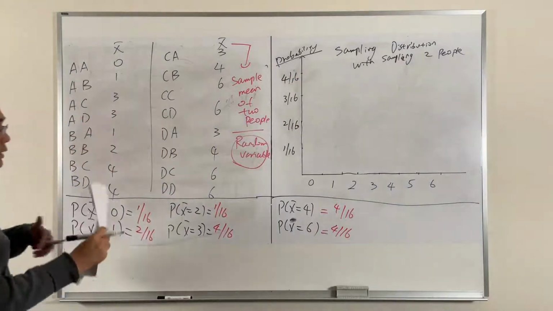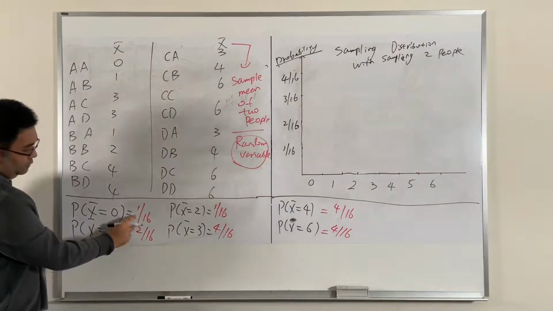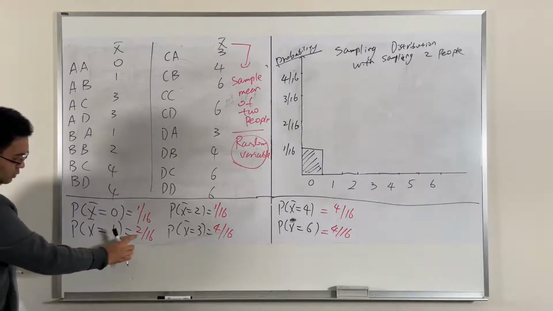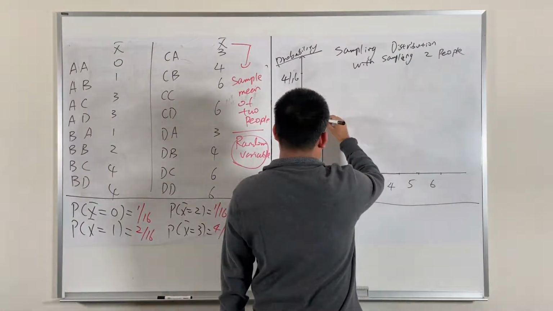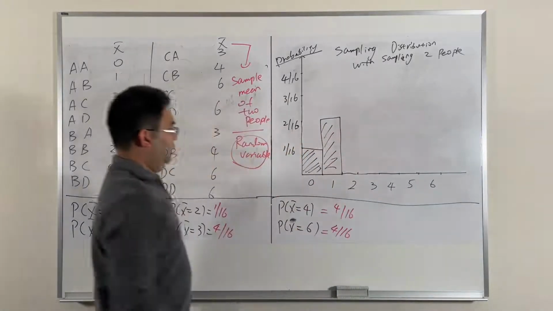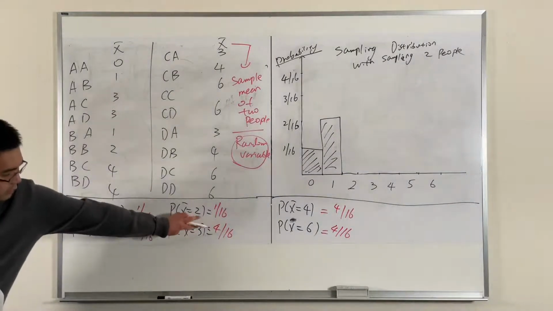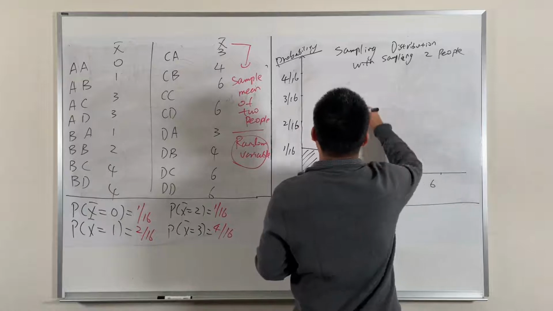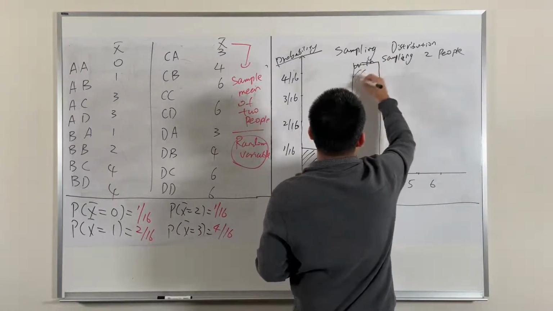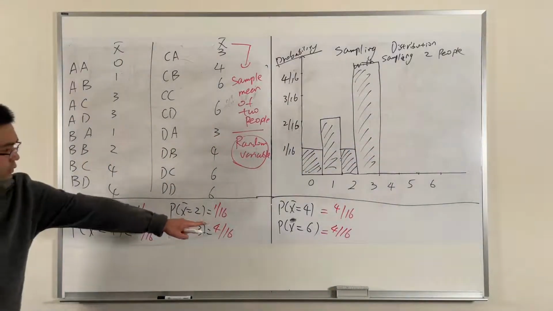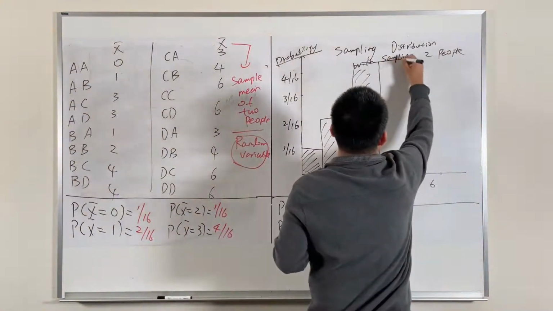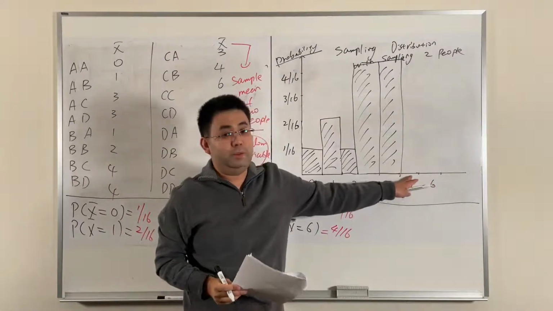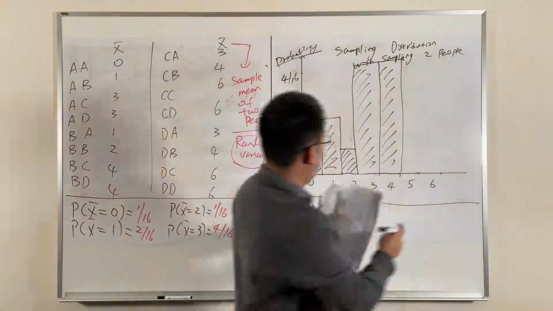So we're going to plot the histogram using the values we have. For 0, the probability is 1/16. For x bar equals 1, it's 2 over 16. Then 2 is 1 over 16, and 3 is 4 over 16. And 4, again, is 4 over 16. For 5, it doesn't get a bar here because there's no probability attached to 5, so this one is empty. And then back to 6.